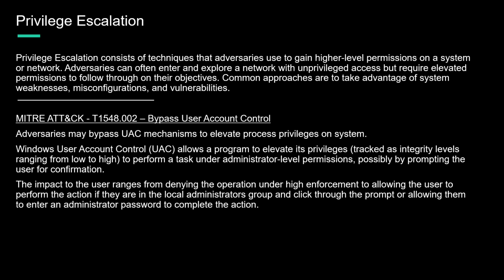However, one thing stays standard or common between most new versions of Windows, and that is user account control. The MITRE ATT&CK technique relative to bypassing user account control states the following. Adversaries may bypass UAC mechanisms in order to elevate process privileges on a system. Windows user account control allows a program to elevate its privileges, tracked as integrity levels ranging from low to high, to perform a task under administrator level permissions, possibly by prompting the user for confirmation.